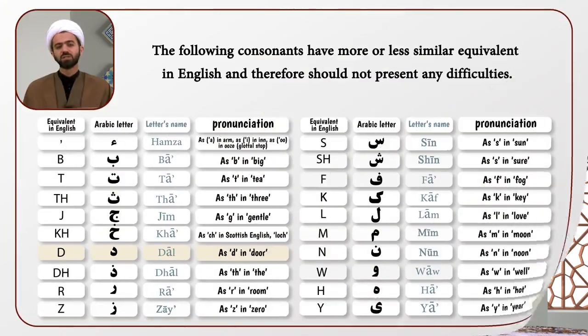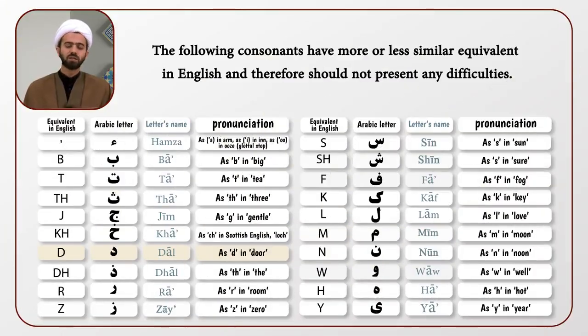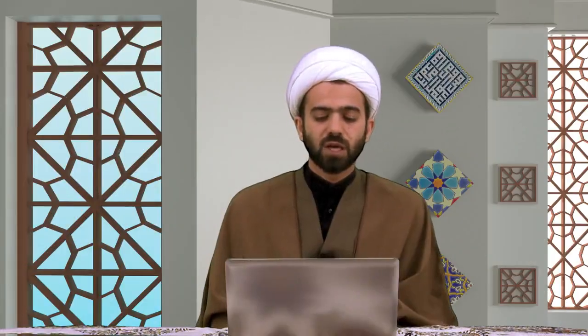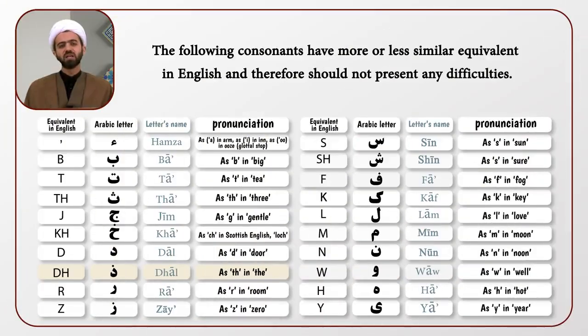The other character is dal. Dal is the name of the sound d. D. Like door. Or the other character is dhal. The name of the sound th. Like what we have in the, the article in English, it sounds the same. Th in English. Or those. That. This is the same dhal that we have in Arabic.